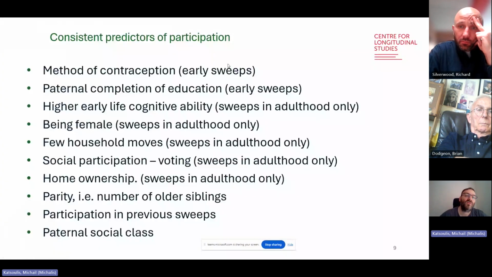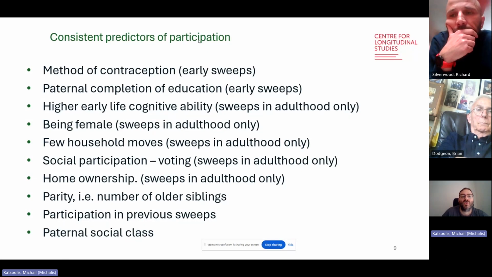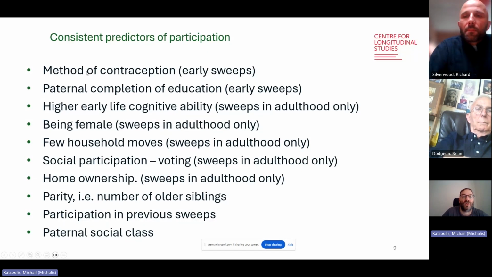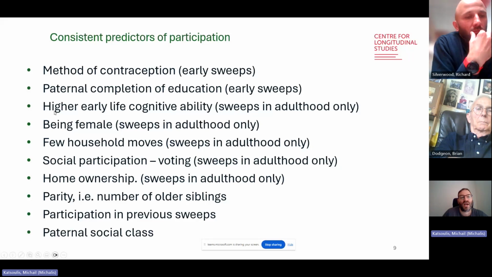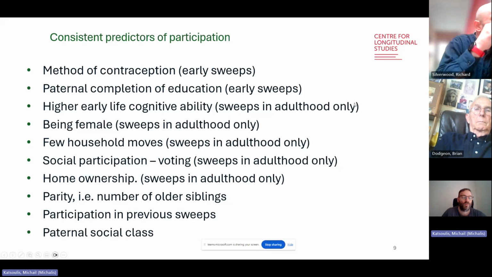And we found out from this data-driven approach that the consistent predictors of participation were methods of contraception, which were important predictors for non-response at early sweeps, and paternal completion of education, again for early sweeps. When we say early sweeps, we mean up to age 16. Then higher early life cognitive ability, which is for adulthood only, age 26 onwards. Being female for the later sweeps. Few household moves for the later sweeps.